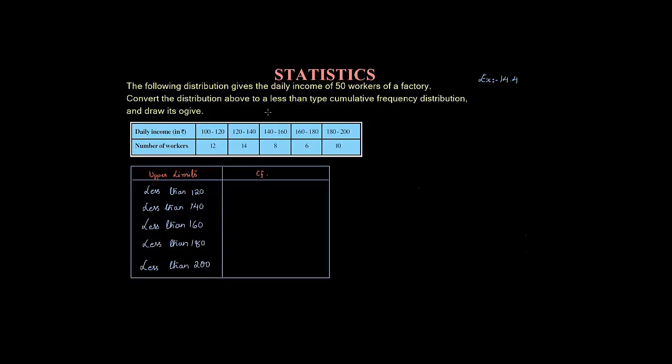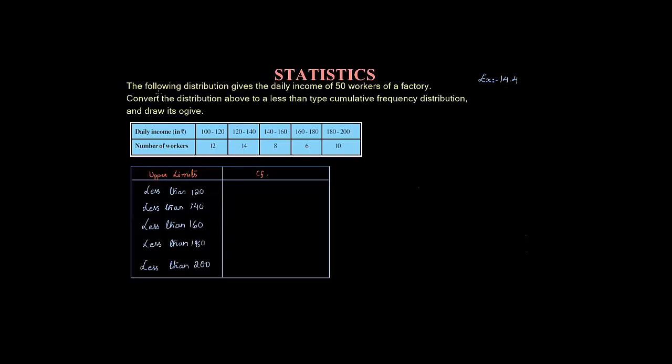We are going to first discuss how to find the cumulative frequency for less than type of OGIVE, and also how to draw the graph for less than type, and then how to find the cumulative frequency for the more than type of OGIVE, and also how to draw the graph for more than type OGIVE. So this is the first question of exercise 14.4.